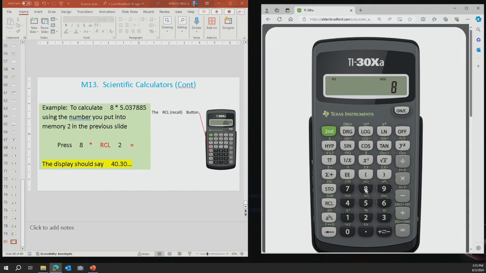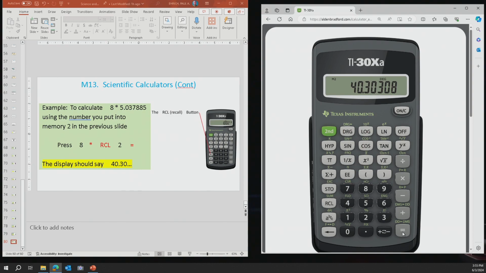So I'm going to say 8 and then times, and now I'm going to hit the recall button. RCL stands for recall. Now, it did not do anything because I didn't tell it which memory to get the number from. Do you remember that the big old number was in memory number 2? Then I have to hit recall 2, and there's my number. And then hit equals, and it just did it for me.